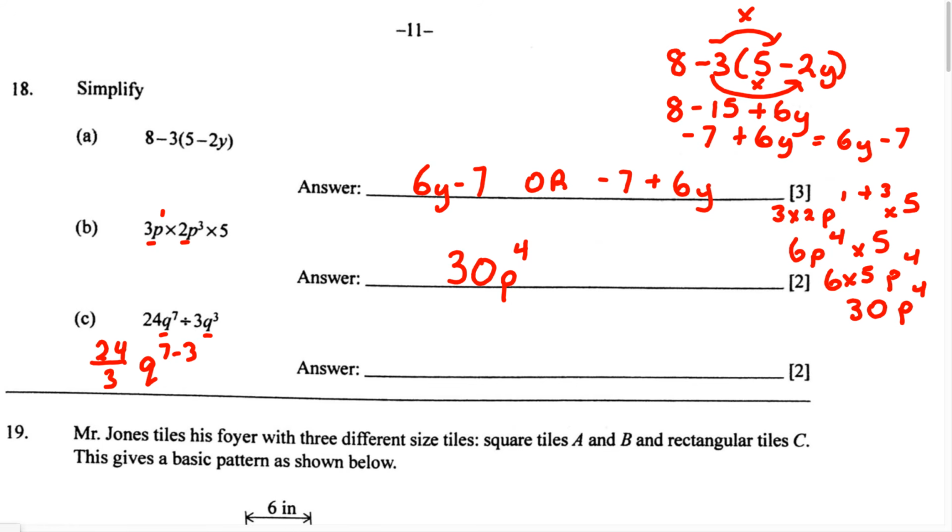Now, when you put 24 divided by 3 in your calculator, you're going to get 8. And when we do 7 minus 3, we're going to get 4. Therefore, our answer is going to be 8q to the power of 4. This is our answer.